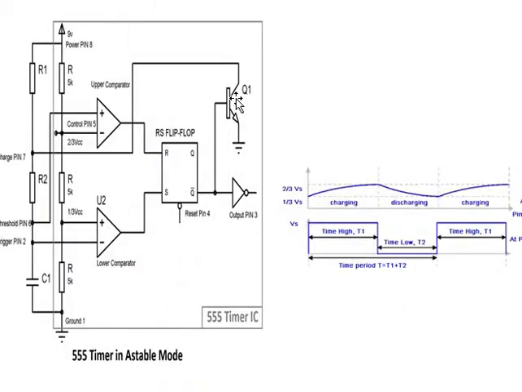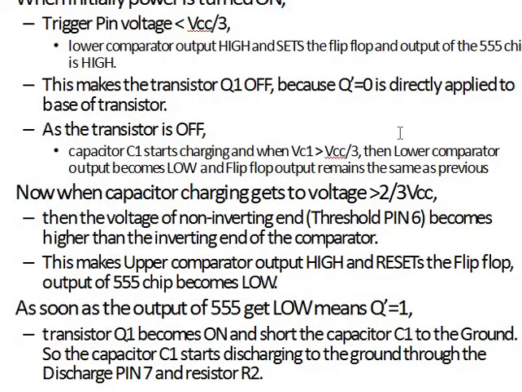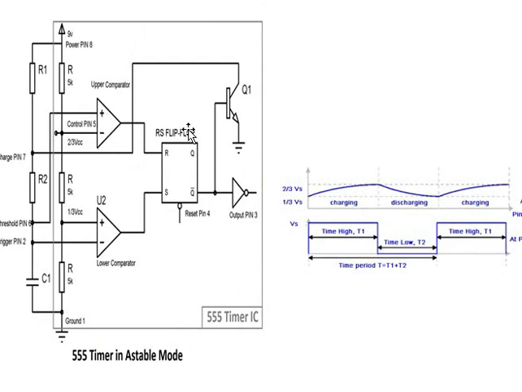With Q1 off, the capacitor charges through R1 and R2. Whenever the capacitor voltage is greater than 2 by 3 VCC, that means when the voltage at the non-inverting end, pin 6, becomes higher than the inverting end of the comparator, the comparator output becomes 1 and resets the flip-flop, and Q bar becomes 1 and the output becomes 0.